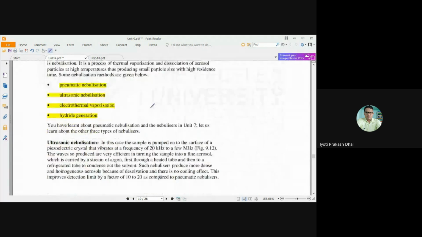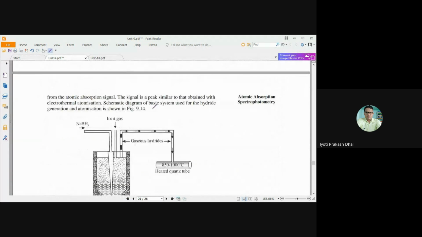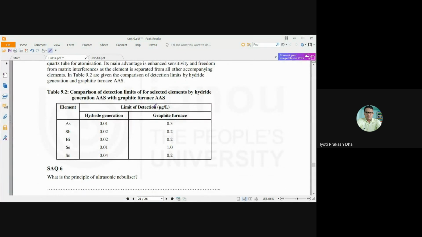So, explanation of the atomic absorption spectrophotometer, different parts of the atomic absorption spectrophotometer, and then comparison and detection limit of the selected element by AAS with graphite furnace AAS. The graphite furnace AAS is a highly sensitive technique that will give the correct concentration. Here in the table is given the comparison and detection limit of different elements in GFAAS. For arsenic, hydride generation gives 0.01 microgram per liter, and for the graphite furnace the detection limit is 0.03.